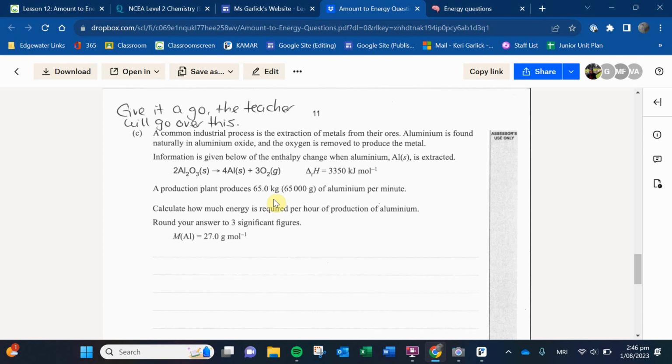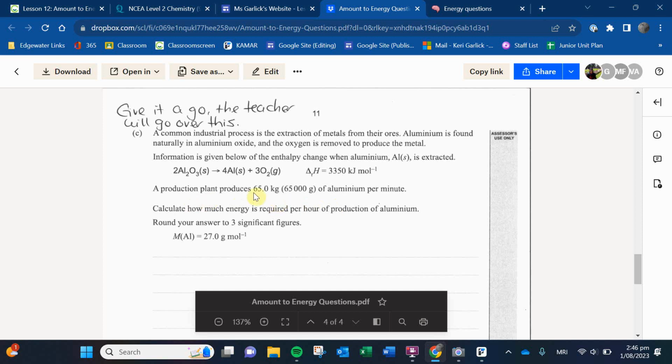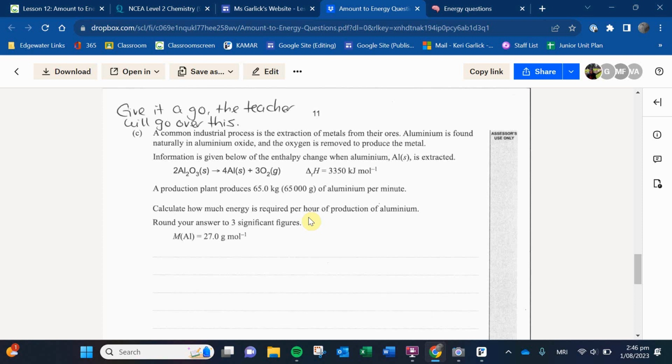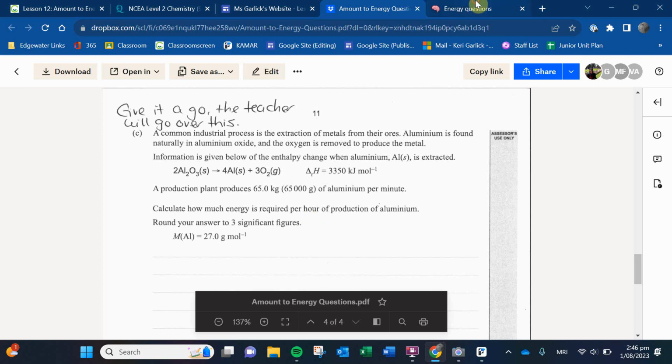The other thing that was a little bit tricky about this question was that this is the production of aluminium per minute, and they want you to figure out what is required per hour. I don't want you guys getting thrown off by this random extra stuff. All that's basically telling you is that you need to multiply by 60 at some point in your calculation to convert it from a minute to an hour.